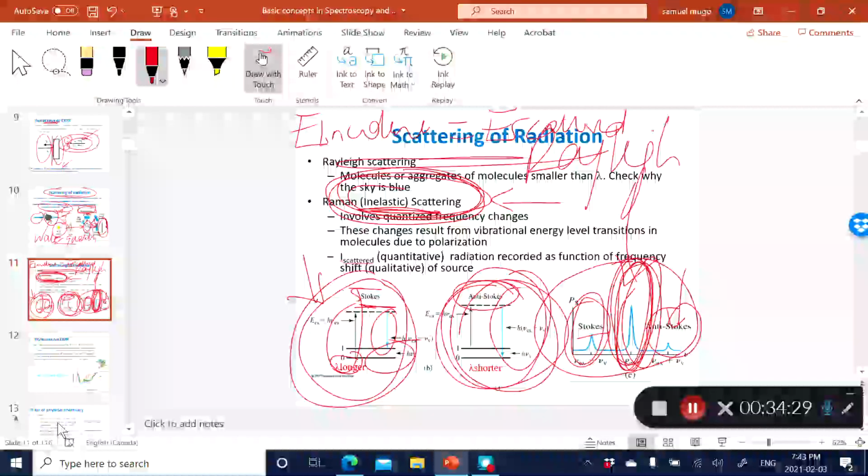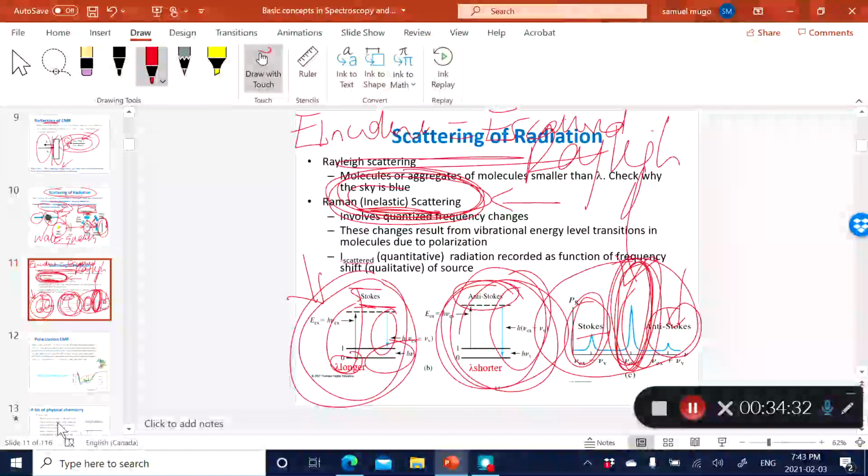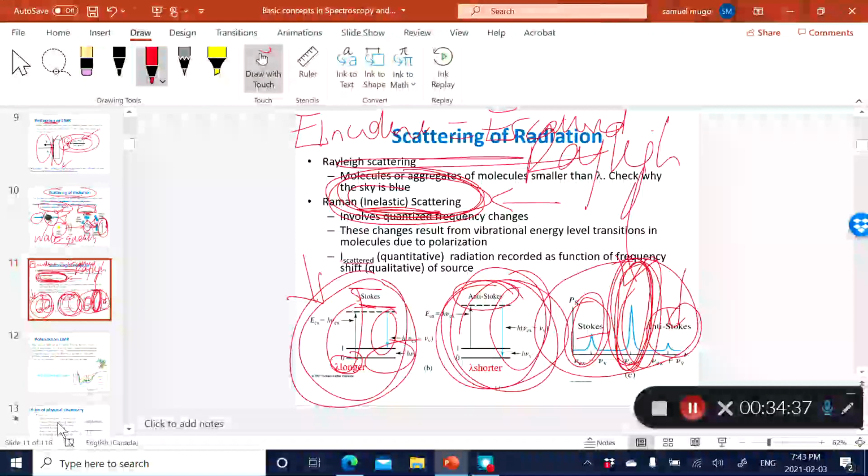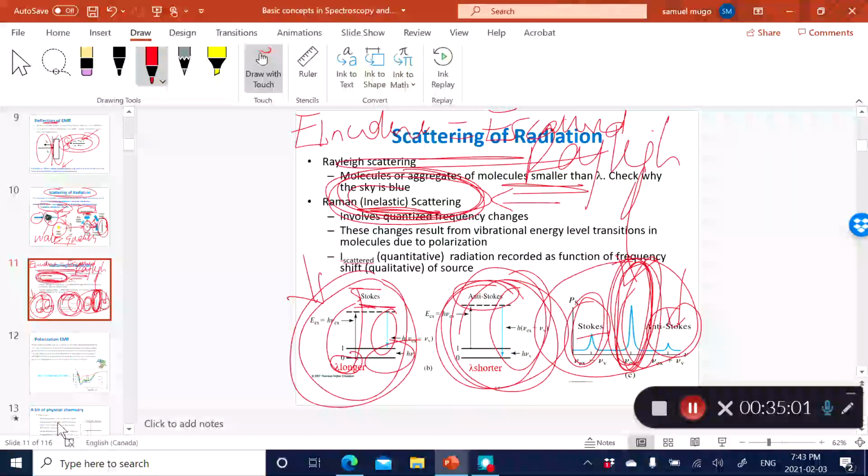In fact, the Rayleigh scattering is the basis of why you see the sky being blue. Because light from the sun is being scattered by the air particles in the atmosphere. And because of that, the blue hue that you see is because of that scattering, or that splitting, really, of radiation into that scattered beam.